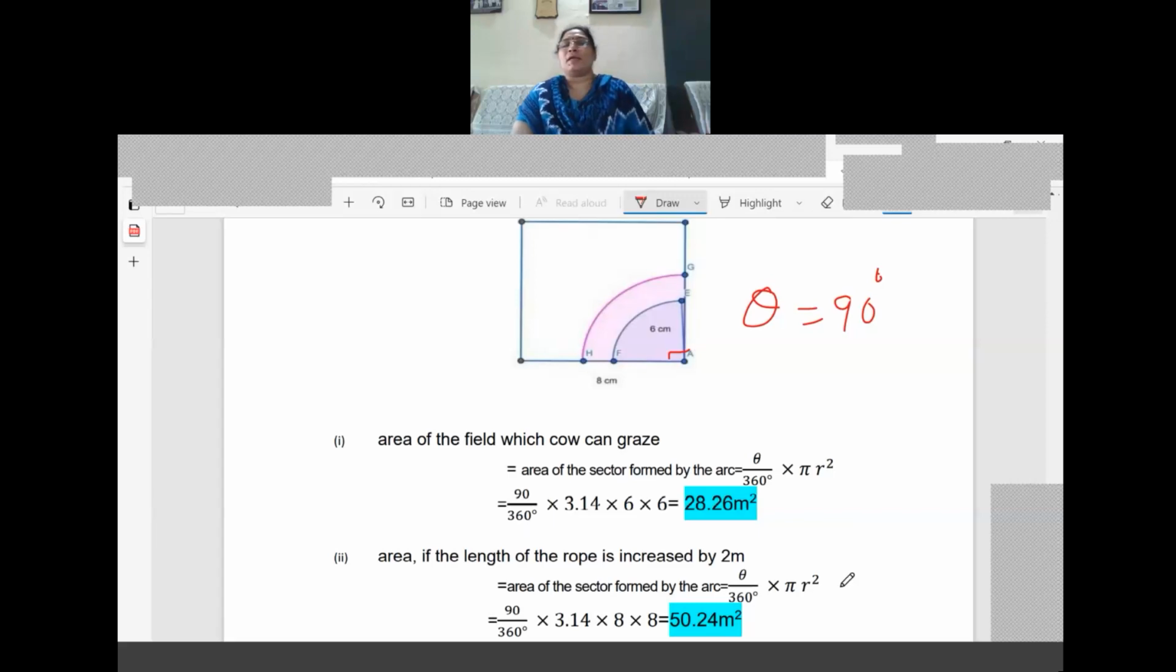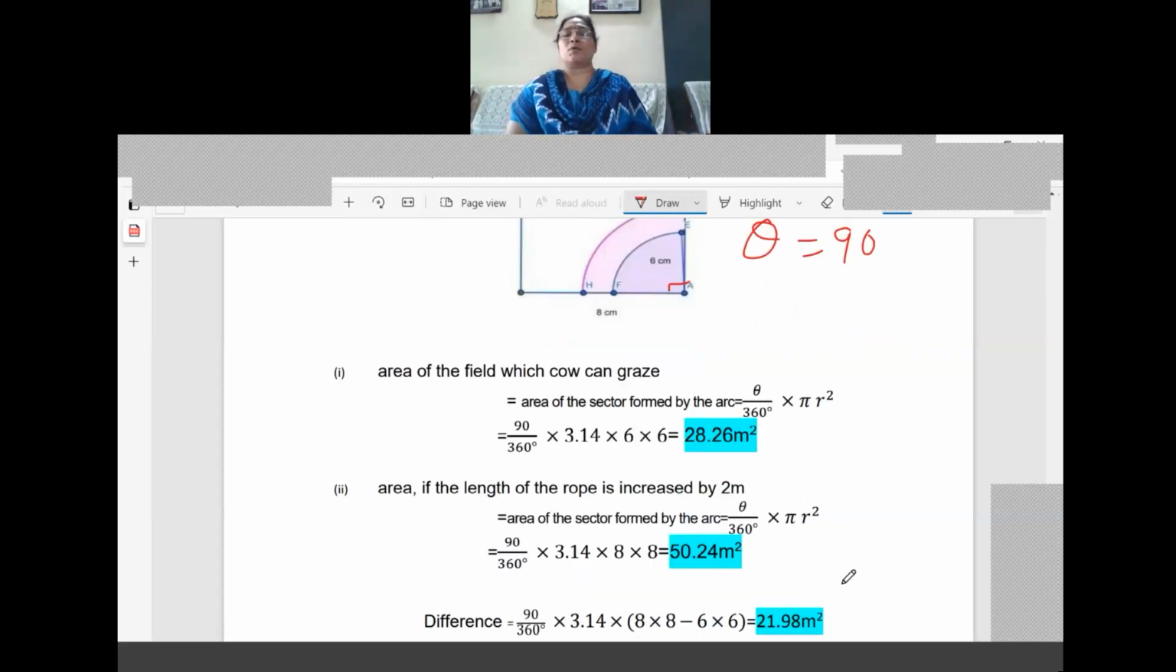So area of the field which a cow can graze is equal to area of the sector formed by the arc only, that is theta by 360 into pi r square. 90 by 360 into 3.14 into 6 into 6, the answer is 28.26 meters square. Now what is the next part? The rope length is increased by 2, so radius is also changed. What is the new radius? 6 plus 2, that is equal to 8.